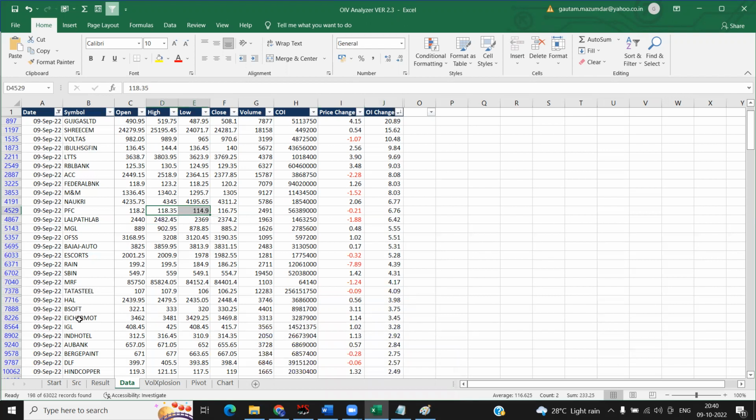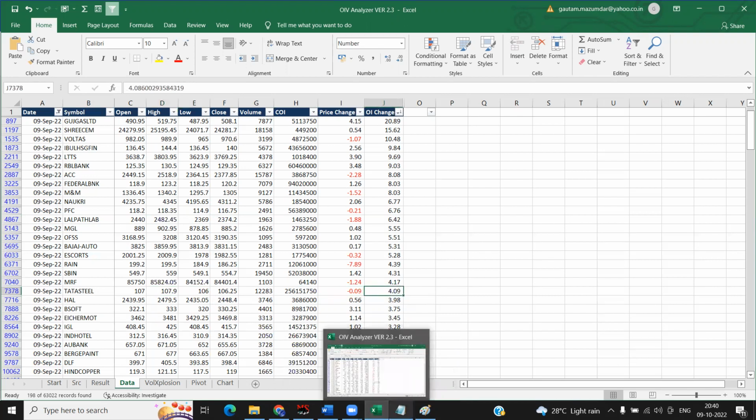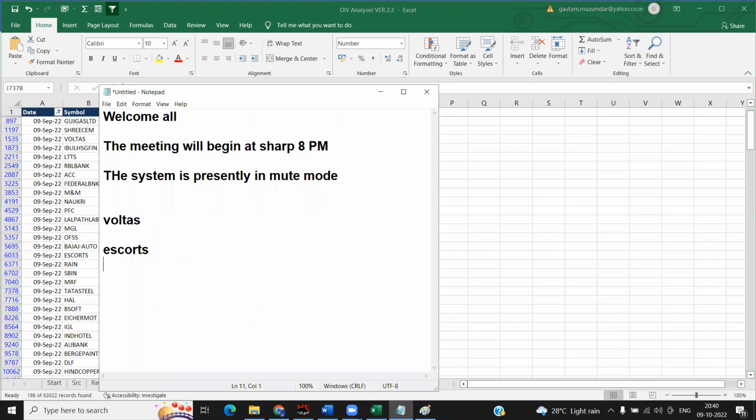Okay. Now which one was the other one? This one, Tata Steel. Just see the high-low difference, not much. Net to net close was also not much. Open interest was quite high. So let us take these three stocks and have a discussion.